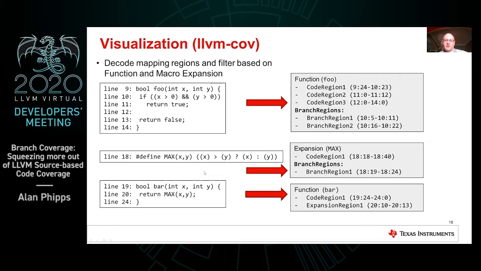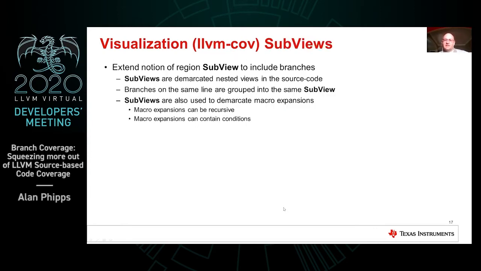So ultimately what I want to do is take this information and display it. LLVM cov has this notion of subview that I extended to accomplish this. Subviews are demarcated, nested views in the source code that allow you to group like data together. And so I took all the branches. If the branches are on the same line, they're grouped together in the same subview. And subviews are also used to visualize macro expansions too.